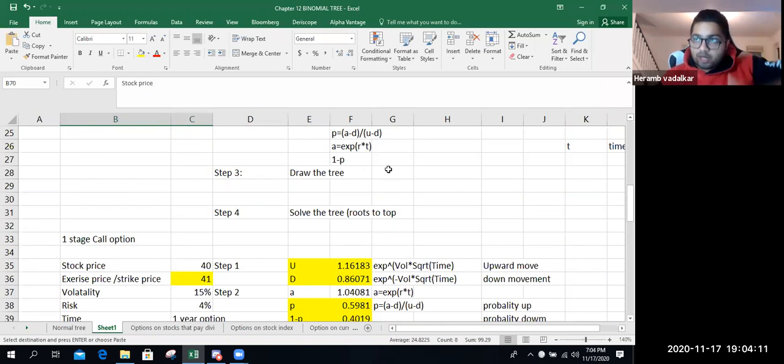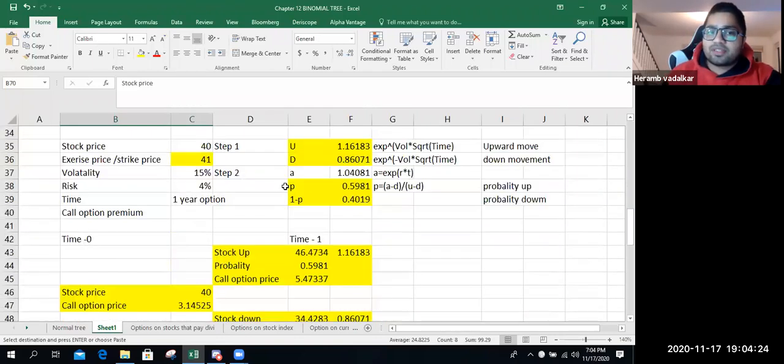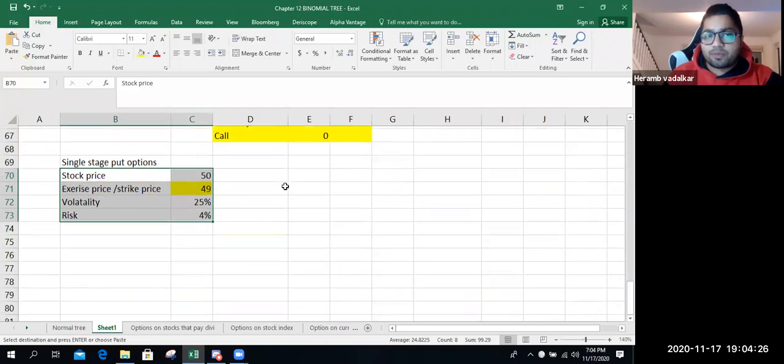So if price is below exercise price, you'll make money. So you have to remember that. So call makes money if price is above exercise. Put makes money if price is below exercise. So that's the difference. Okay. Process remains same. So let's do it for put option.